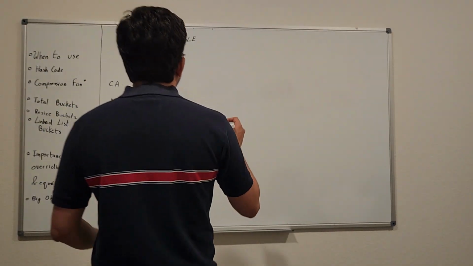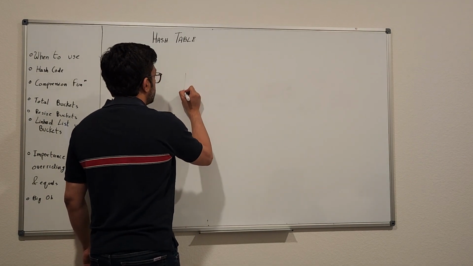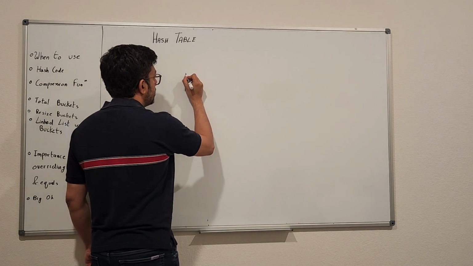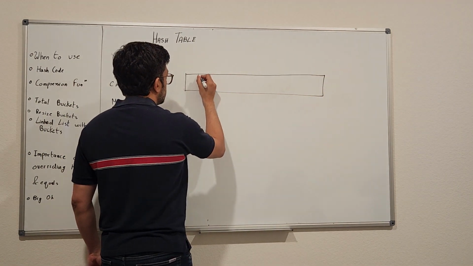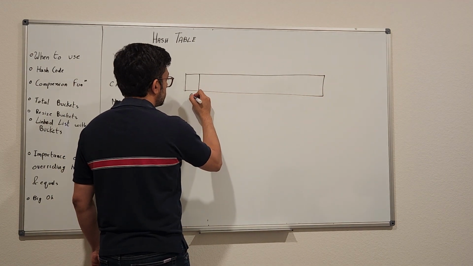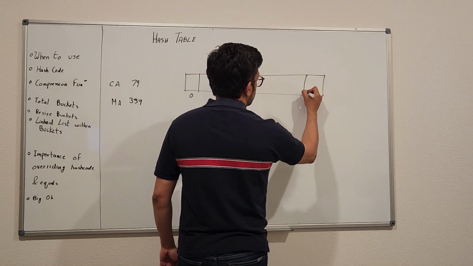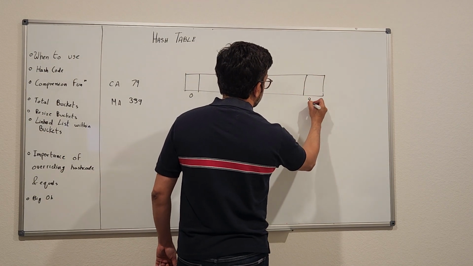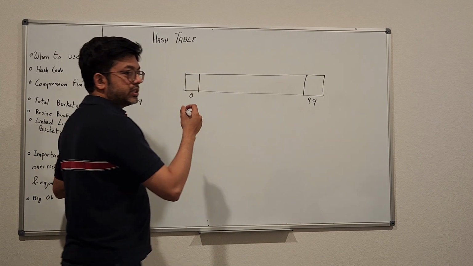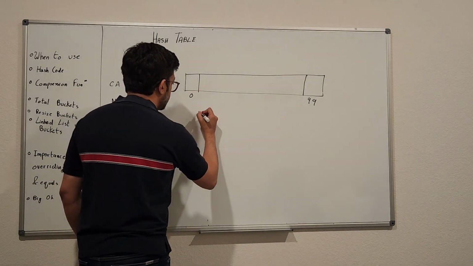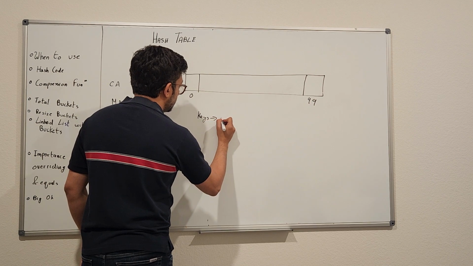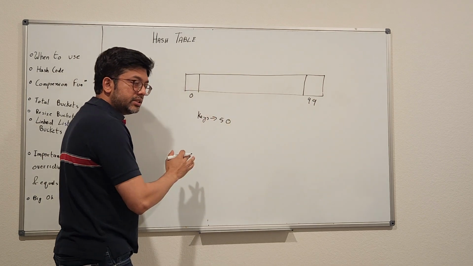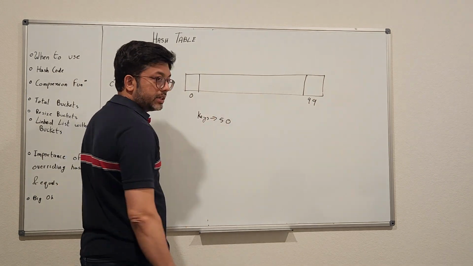So instead of, for 50 states, I will take an array of size 100. So maybe just say 0 to 99 would be good. So array of size 100. You just take double the number of keys. So total number of keys I have is 50, and if I have 50 keys, I will just take an array of size 100.